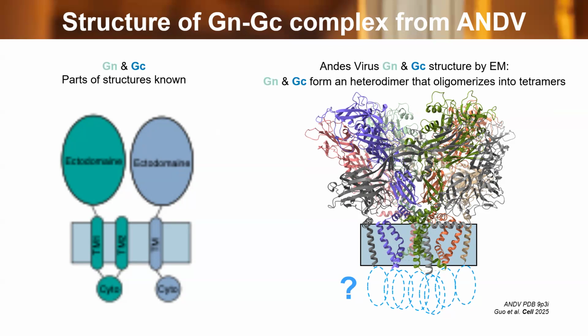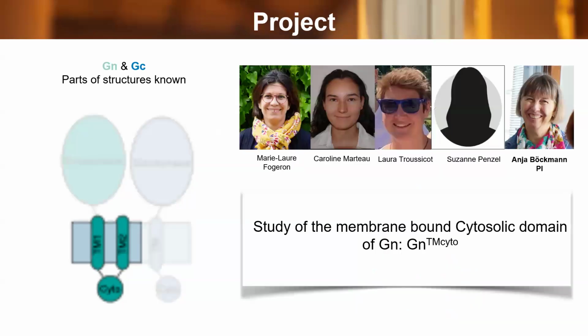And what is really interesting here is that you see that the cytosolic domains were not visible, probably because they are dynamic. And that is what interests us here. So we studied a part of the GN protein, the cytosolic domain and the transmembrane domain, which we call GNTM cyto, and we studied the dynamics of the cytosolic domain. All the biochemistry was done by my colleagues Marie-Laure, Caroline, and Laura, and the NMR and the relaxation data were recorded at ETH Zurich by Susanne Penzel, a former PhD student, and all was supervised by Anja Bockmann.